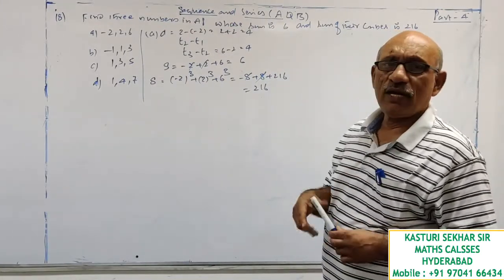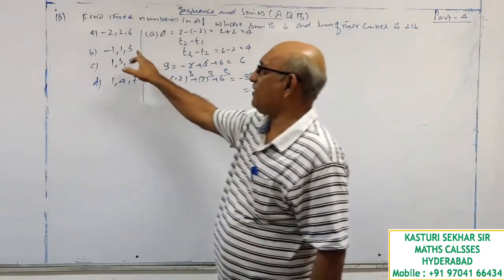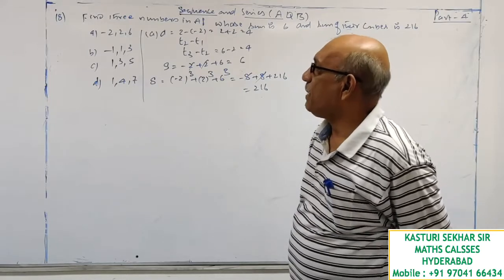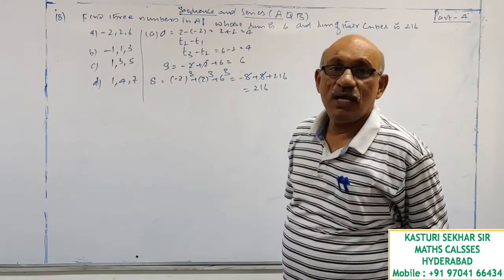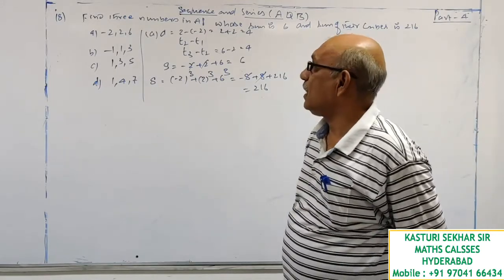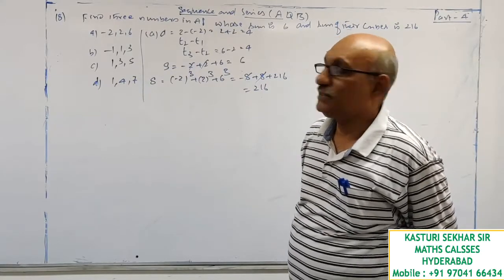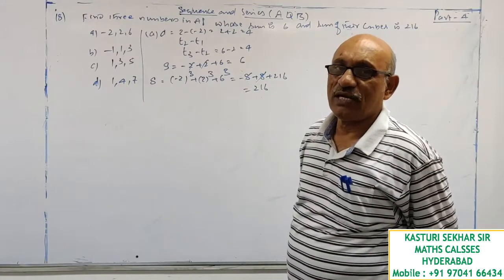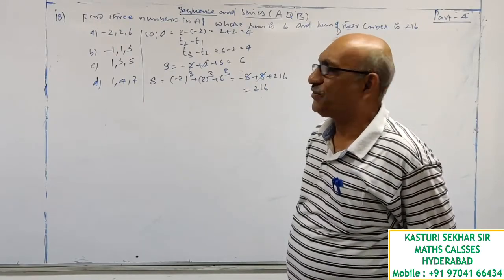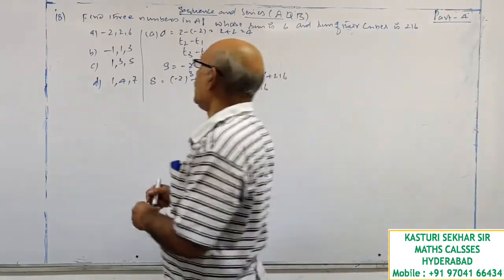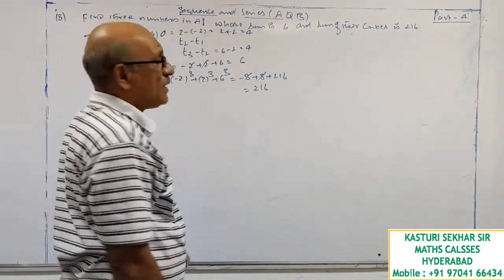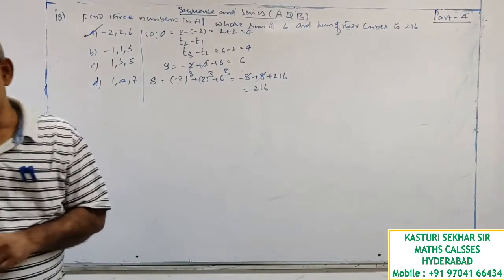Okay. You can go for option B also. Add these 3 terms. For option B, when I add the 3 terms, minus 1 plus 1 plus 3, I am getting the sum as 3, and the product as minus 3. So option B has not satisfied the second and third conditions. Similarly, options C and D are also eliminated, or you can say rejected. What is the answer for this? Option A is the answer for this question.